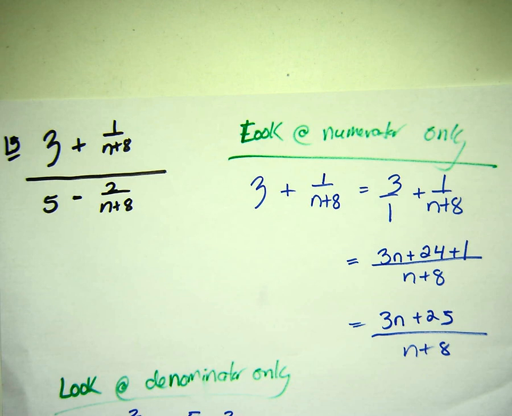So I'm using the butterfly method. So 1 times n plus 8 gives you n plus 8. Then diagonally, 3 times n gives you 3n. 3 times 8 gives you 24. And then 1 times 1 gives you 1. Combine your like terms, you now have 3n plus 25 over n plus 8. That was just the numerator.